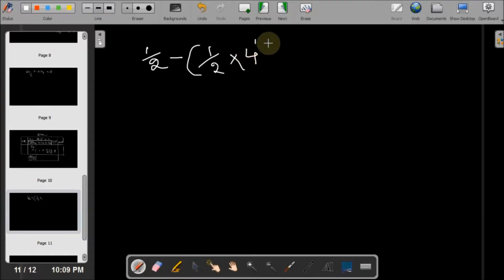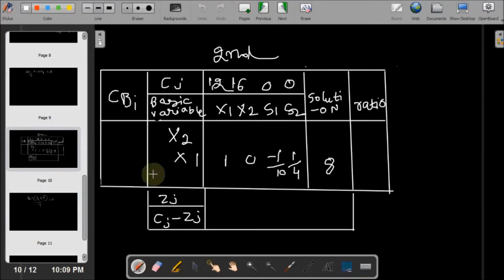Now what is the key element? Key element is 4. You know that. So what is the value? This is 0. So what is the new value for x2? 0. Don't get confused, guys.